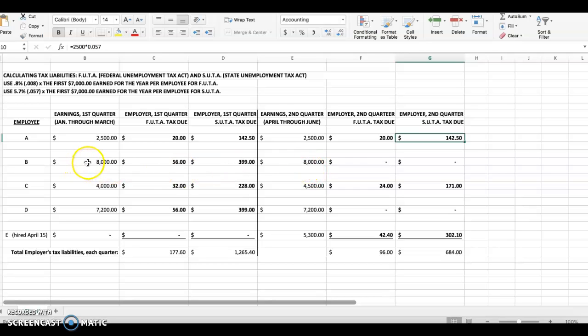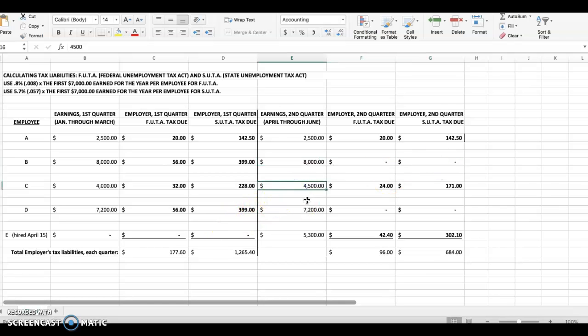Let's go to employee B. He or she earned 8,000 first quarter. That put that employee over 7,000 already. So the fact that he or she earned another 8,000 is really not relevant. We don't have to worry about paying any more unemployment tax for that employee. That's already taken care of. He or she has already been over the 7,000 first quarter, so we don't have to pay anything.